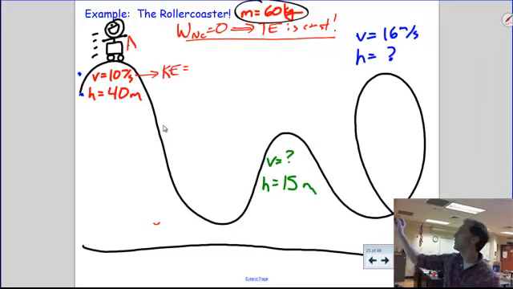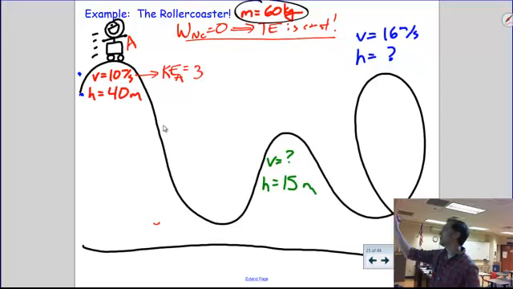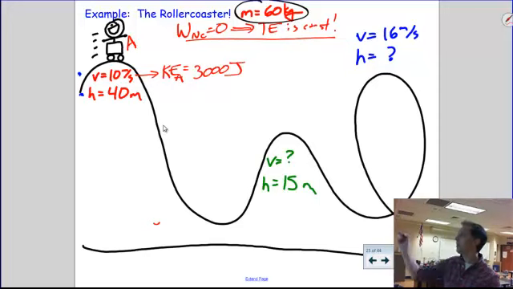Let's call this point A. So that's the kinetic energy at point A, right? Okay, so his kinetic energy is going to be half of his mass times his velocity squared. So I believe that gives us 3,000 joules, right?